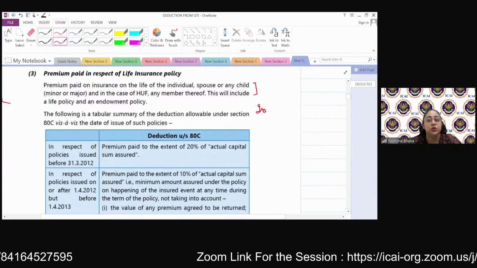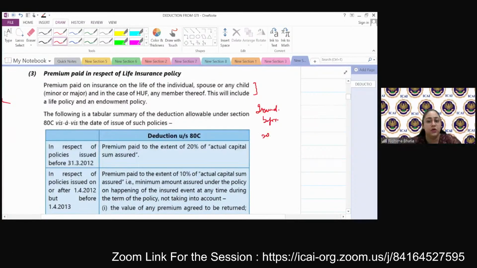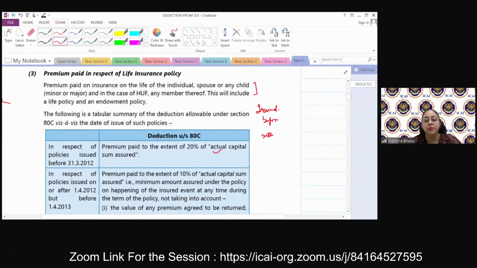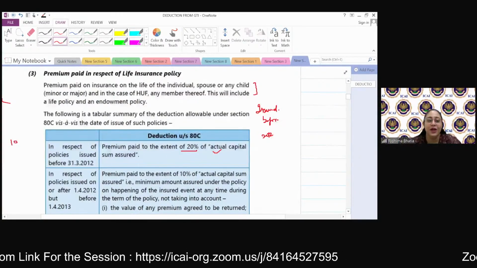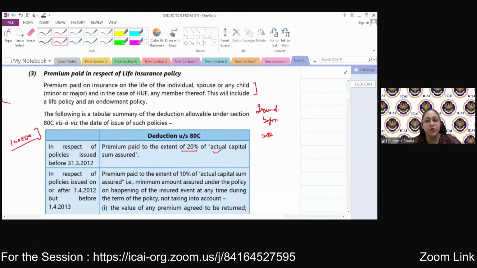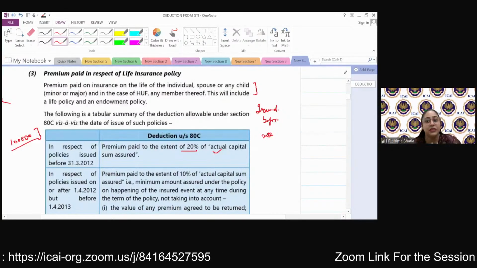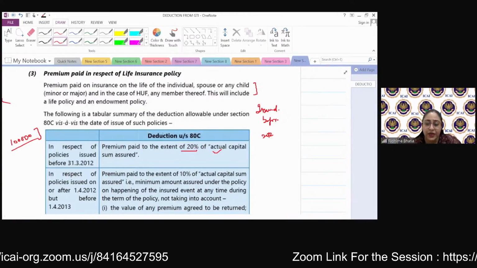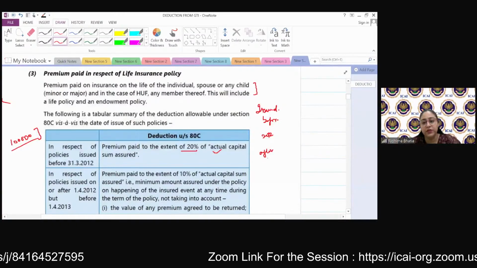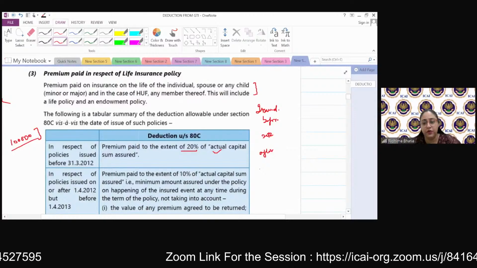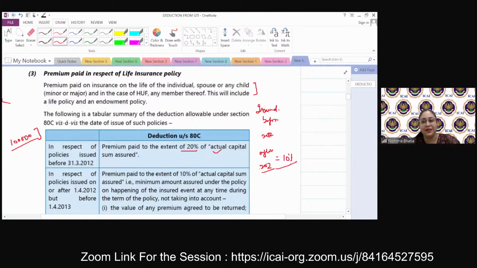So if a policy is issued before 2012, the premium maximum is 20%. Suppose the capital sum assured is given as 1 lakh for a particular policy and the policy is issued before 2012. So the maximum premium which would be allowed every year for that policy is 20%, that is 20,000. If a policy is issued after 2012, then the maximum premium which is allowed is 10%.